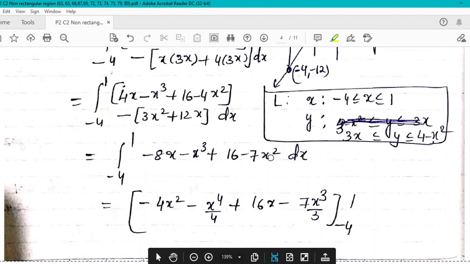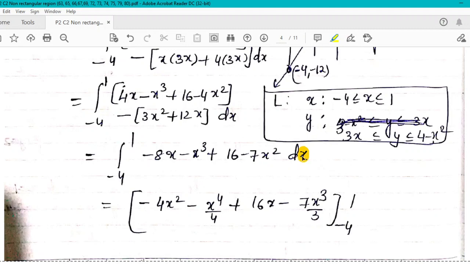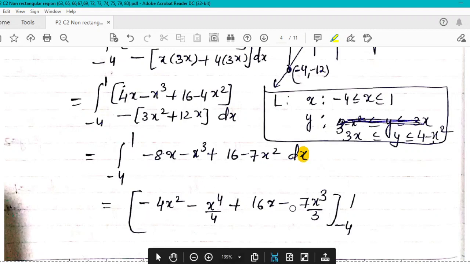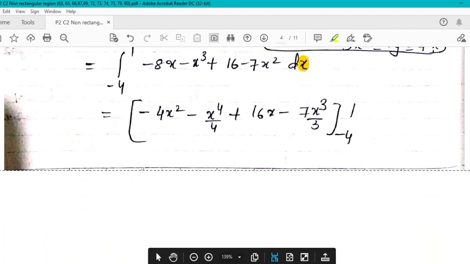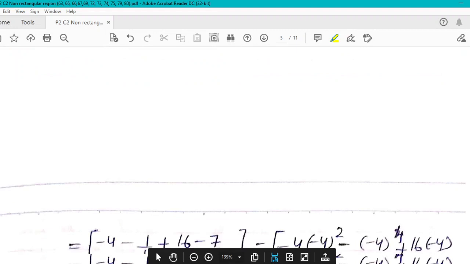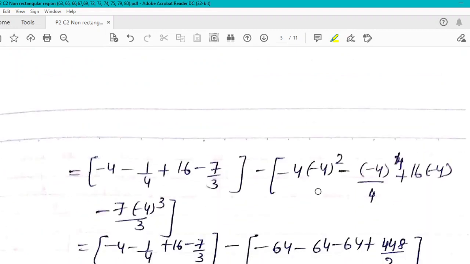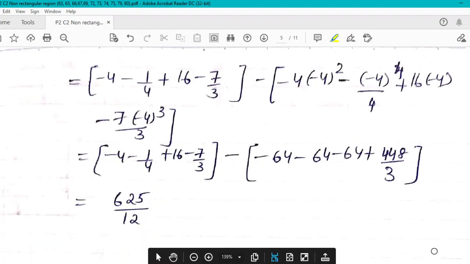Okay. So after this, now you have to integrate with respect to x. So integrating, we get this form. There is upper limit 1 and lower limit minus 4. You will be giving substitution upper limit minus lower limit. So upper limit minus lower limit. So you will be getting, when you substitute it, you get 625 by 12.